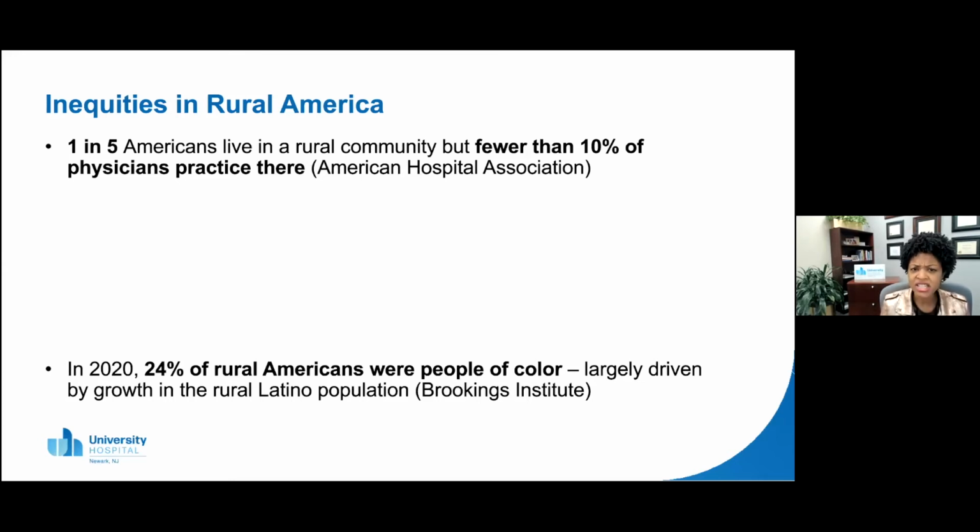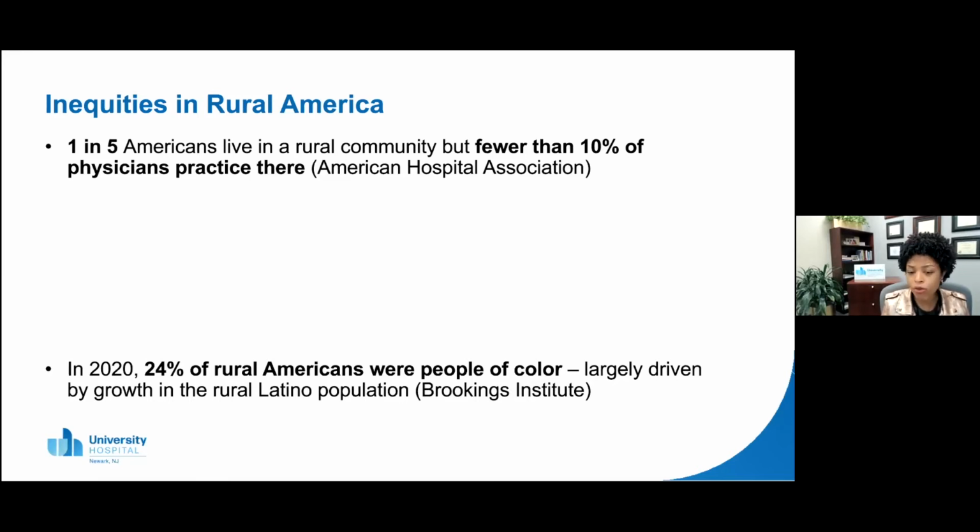So 1 in 5 Americans live in a rural community, but fewer than 10% of physicians practice there. We oftentimes talk about access and access to care, but let's think about access specifically to primary care, preventive care, and then oral health care. And then let's also think about how access to care impacts health-seeking behaviors, impacts whether or not persons feel validated by the available care that is there to them, because then that influences access to care.